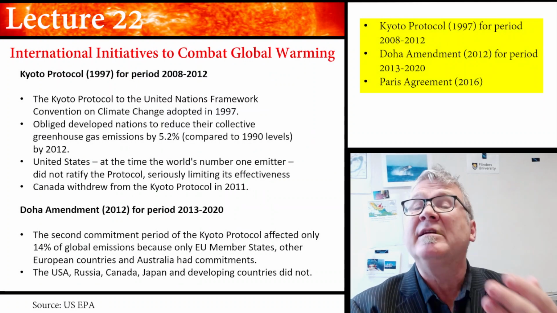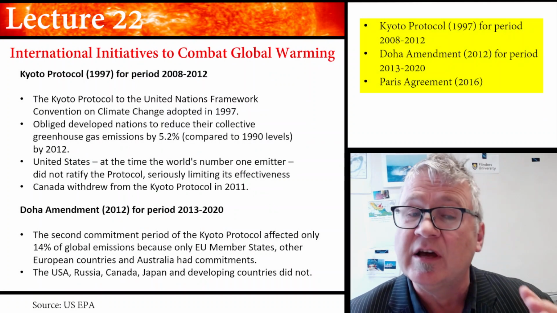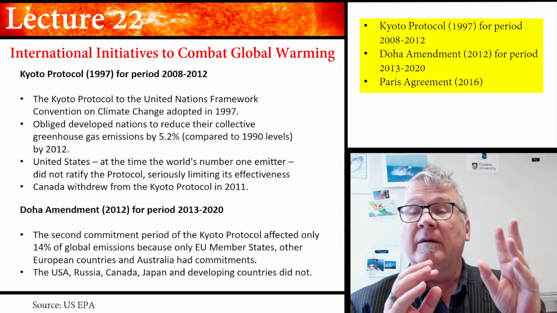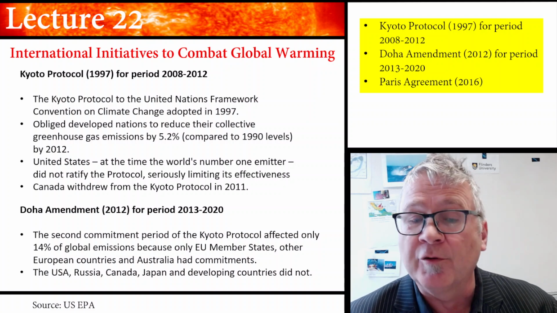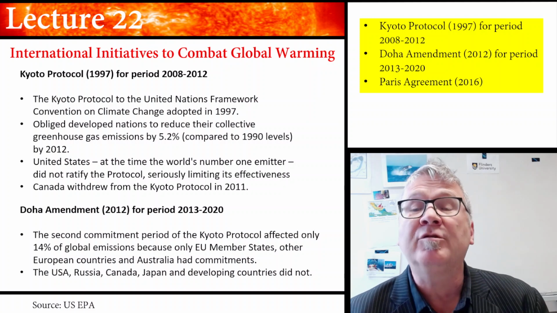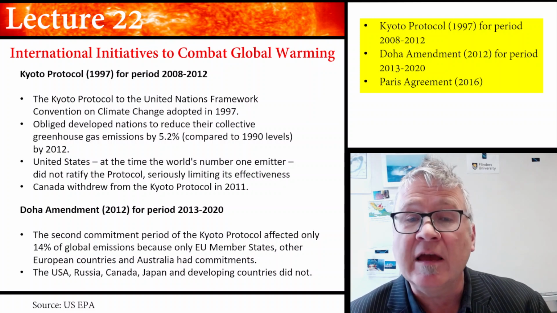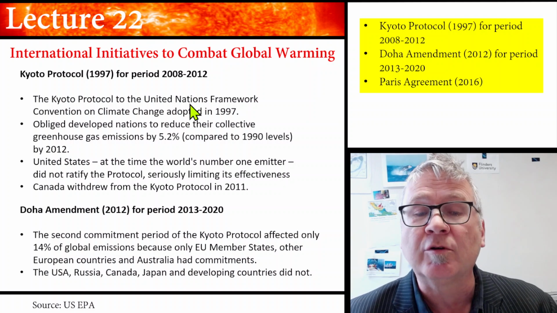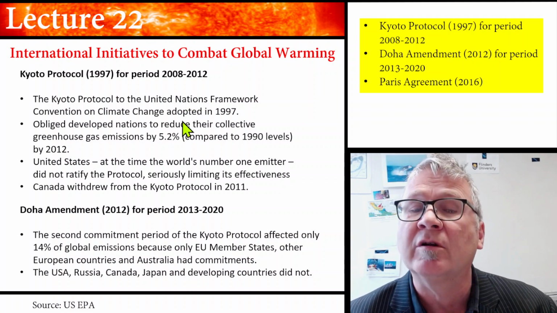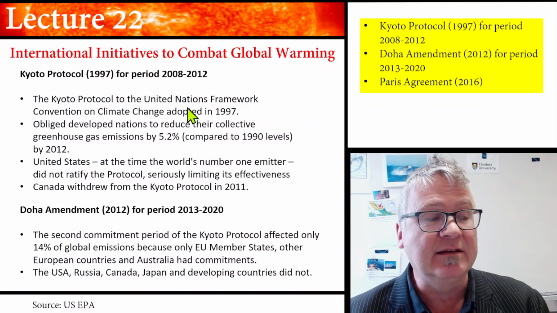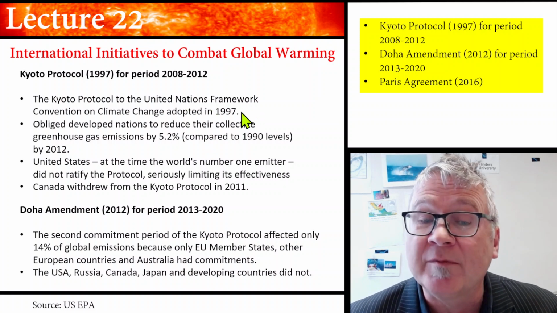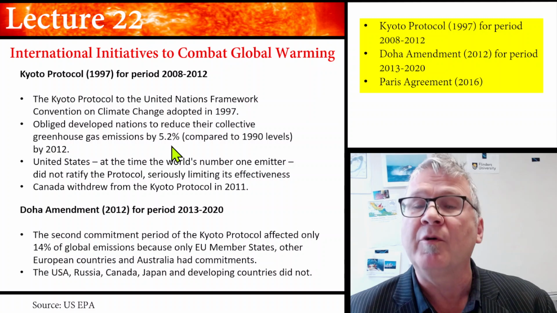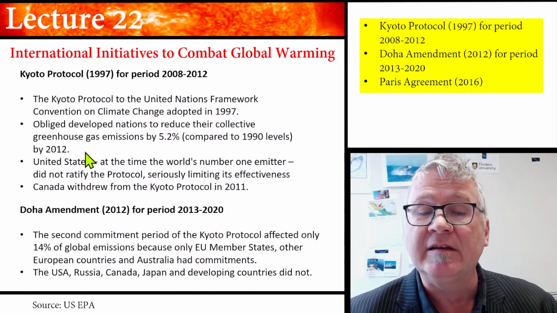So let's talk about international initiatives. So it all started with the Kyoto Protocol. Okay. With the Doha Amendment of this protocol, and then leading to the famous Paris Agreement. And just have a quick look at these agreements. So the Kyoto Protocol to the United Nations Framework Convention on Climate Change was adopted in 1997. It obliged developed nations to reduce their collective greenhouse gas emissions by 5.2% compared to 1990 levels by 2012.